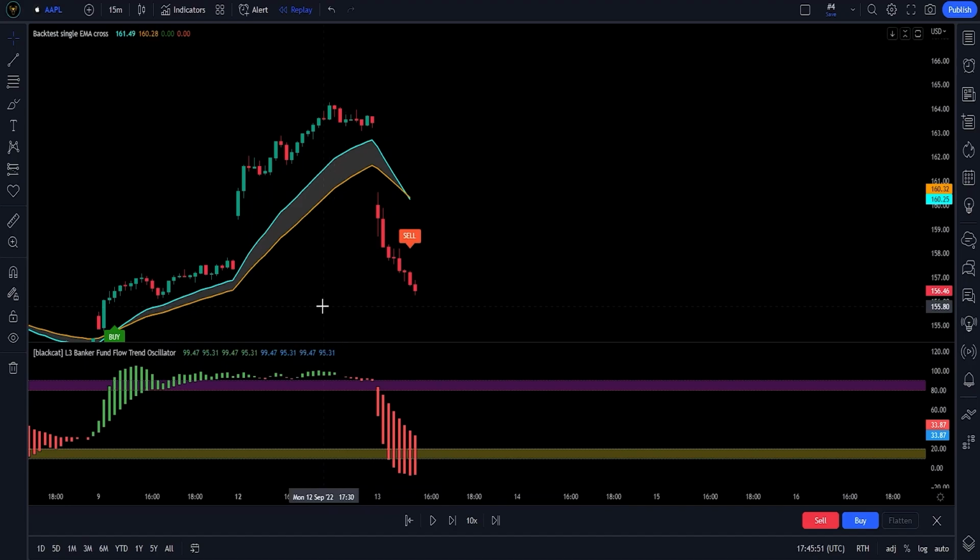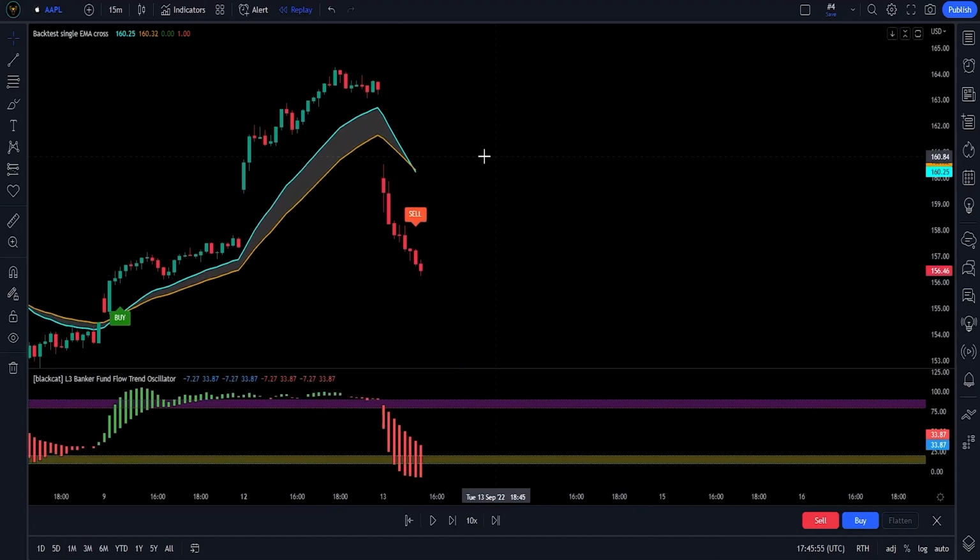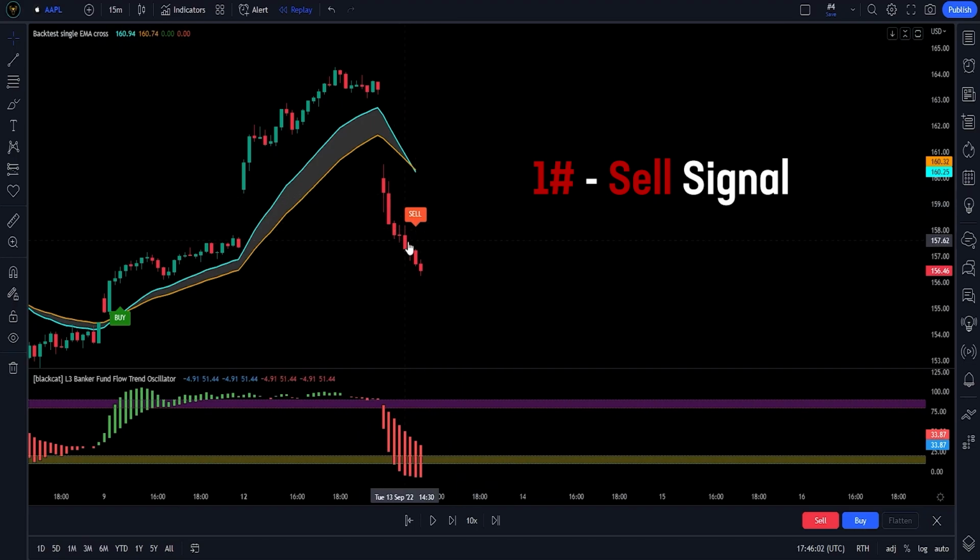Just like with long trades, we also need to follow our 3-rule strategy while entering our short trades. So, let's quickly recap what rules we're using for our short position. Rule number 1, wait for sell signal. The easiest rule of them all, but also the most important one.